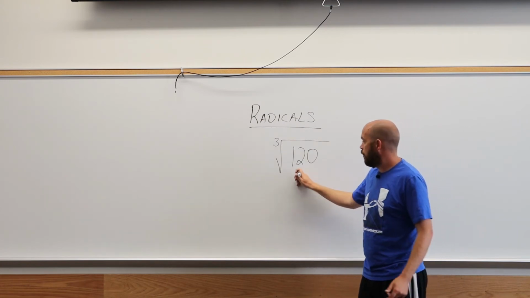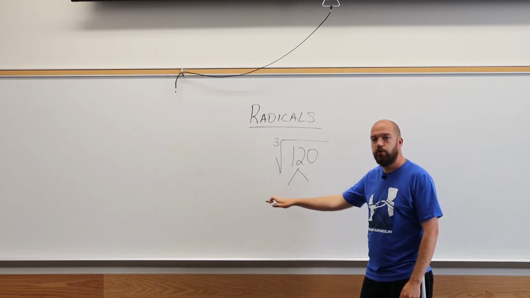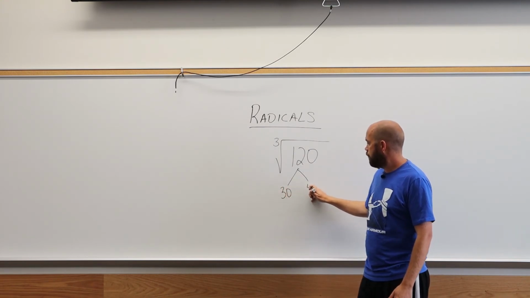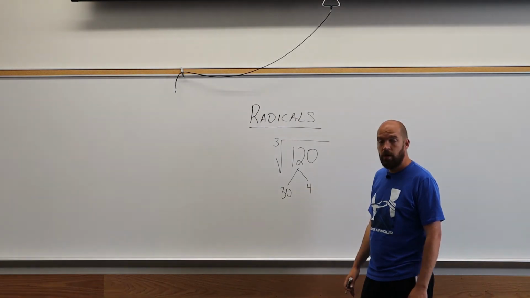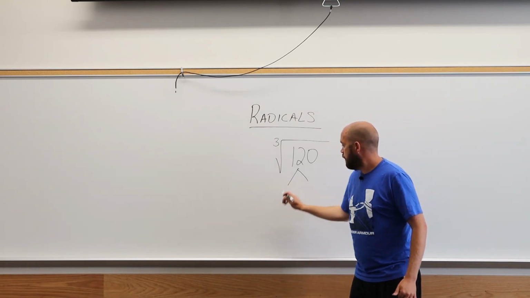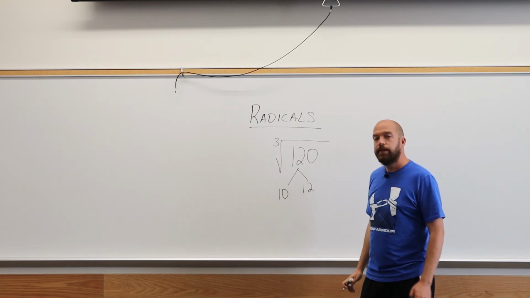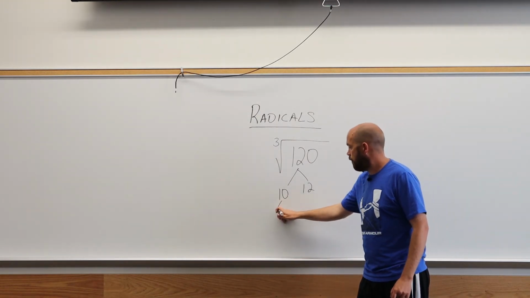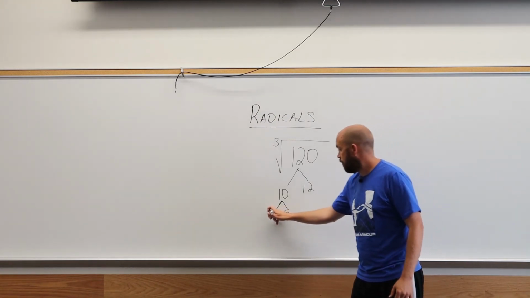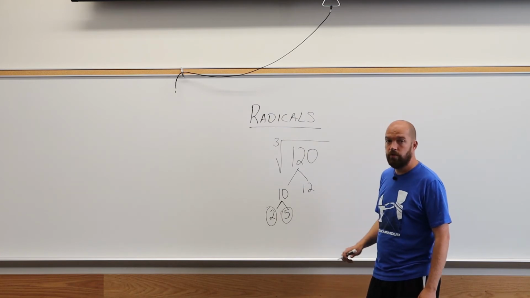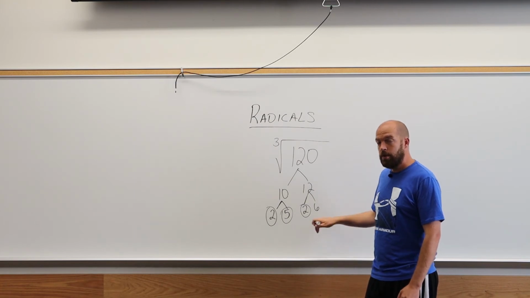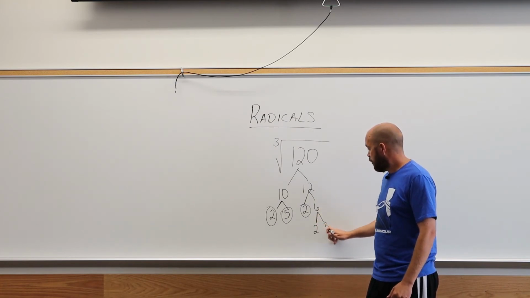Well, let's break it down. So let's break it down differently. Instead of 2 times 60, let's say 30 times 4. That's 120. Or we could have done 10 times 12. In fact, let's do 10 times 12. Okay, now let's break down the 10. Well, that's 2 times 5. And those are ends. I cannot break it any farther, so let's just circle them. What about 12? That would be 2 times 6. Okay, a 2 is an end. What about 6? I can still go a little farther. 2 times 3.